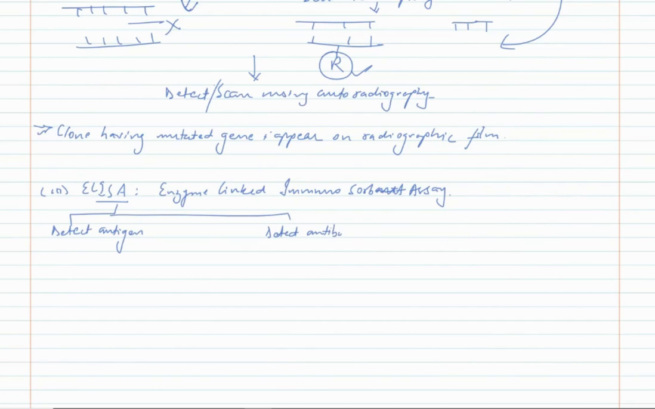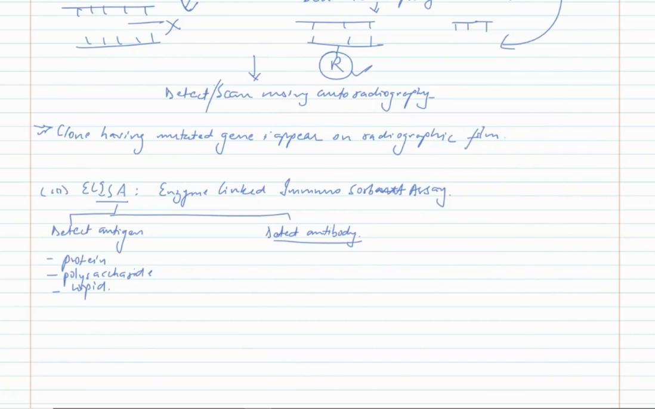Antigen refers to any molecule, any substance that will be present on the cell, and in response to antigen, antibodies are developed. So we can use ELISA to detect either the antigen or the antibody. So infection by pathogen can be detected by the presence of either antigens, which can be a protein, a polysaccharide, a lipid antigen, it could be any antigen, any molecule, or we can use it to detect the antibody.